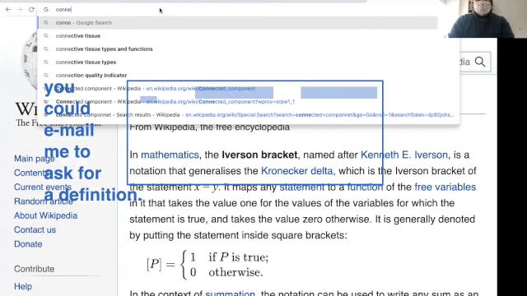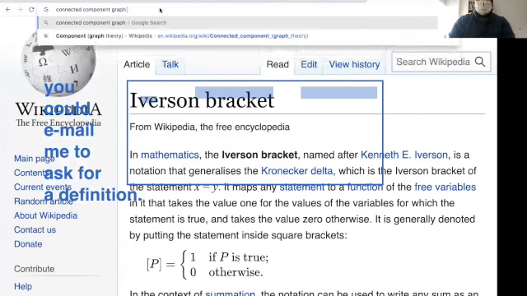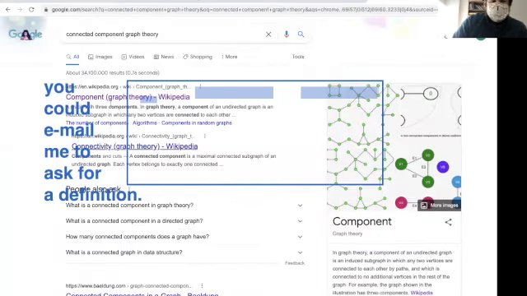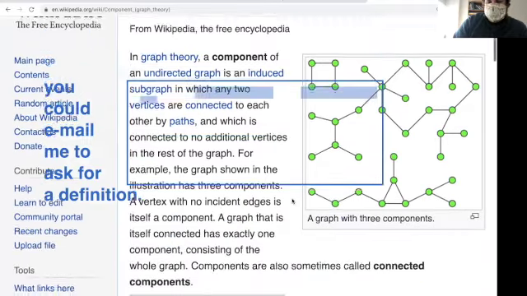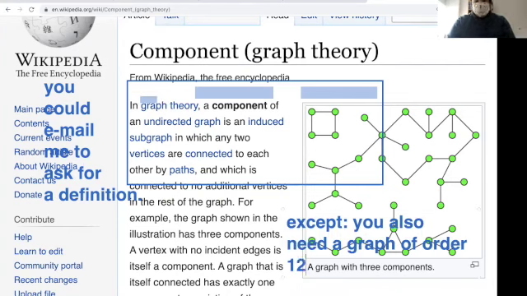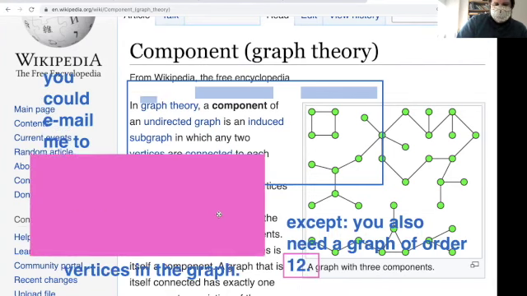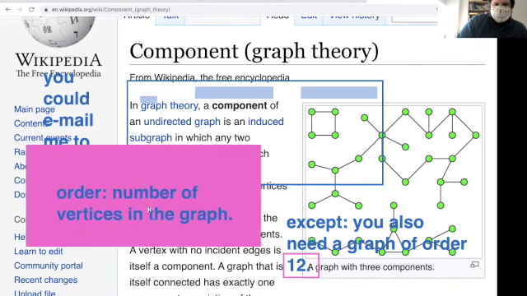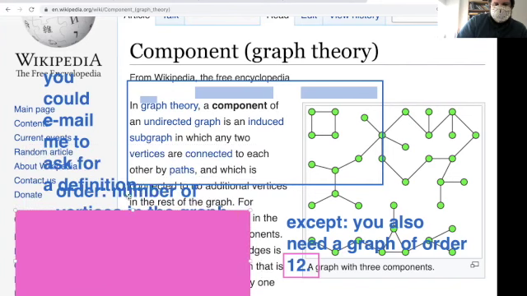So I'm going to look up connected component, and maybe I'll use a source besides Wikipedia this time. Actually, though, if you look at Wikipedia, it gives you a graph with 3 components. So if you can figure out why this graph has 3 components, you might be able to just take this picture and simplify it. Actually, you could have taken this picture, except you also need a graph of order 12. Remember that order is the number of vertices in the graph. So I need a graph of order 12, and this graph has too many vertices.